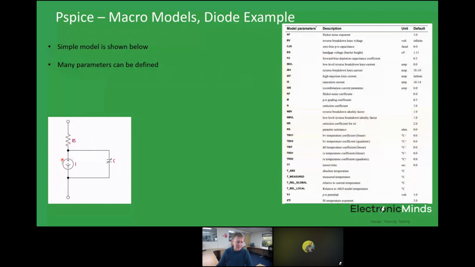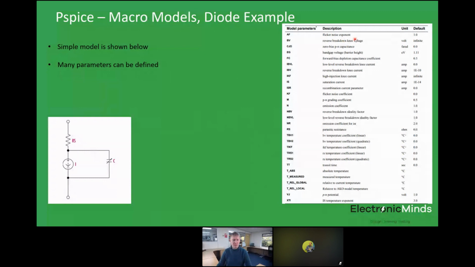And actually, if you dig out all of the different parameters that can be modeled by the diode macro model, there's a huge number here, and you don't have to use all of them. You just use the ones you're interested in modeling. So for example, if you don't care about reverse breakdown voltage, just don't put it in there, the model will still work. It's a very powerful way you can then use this tool.